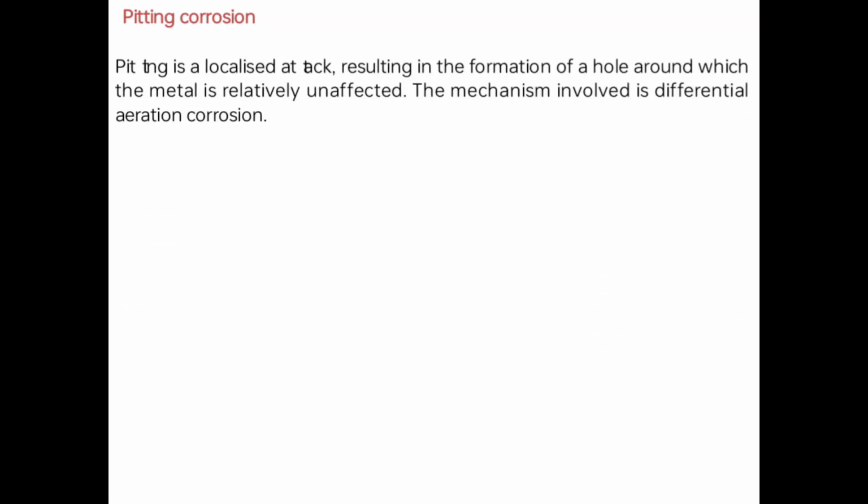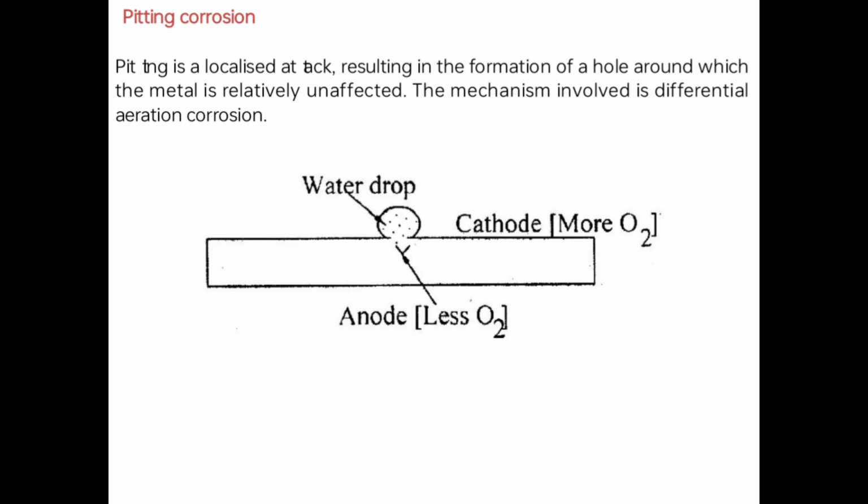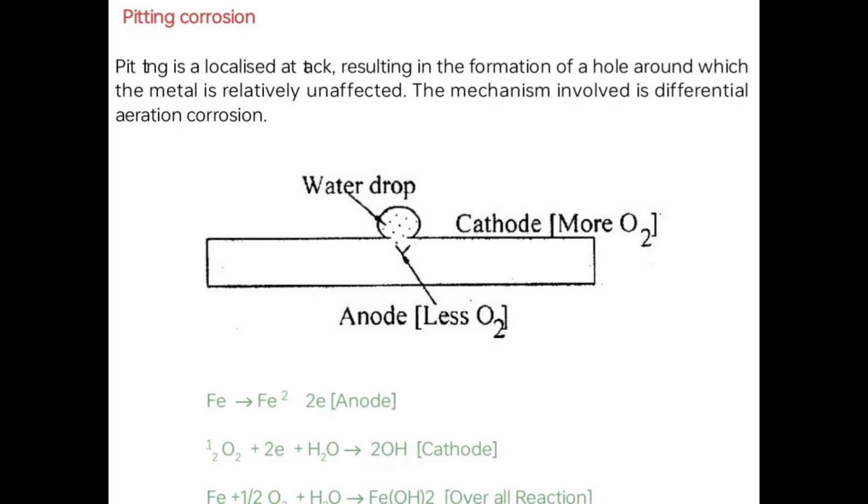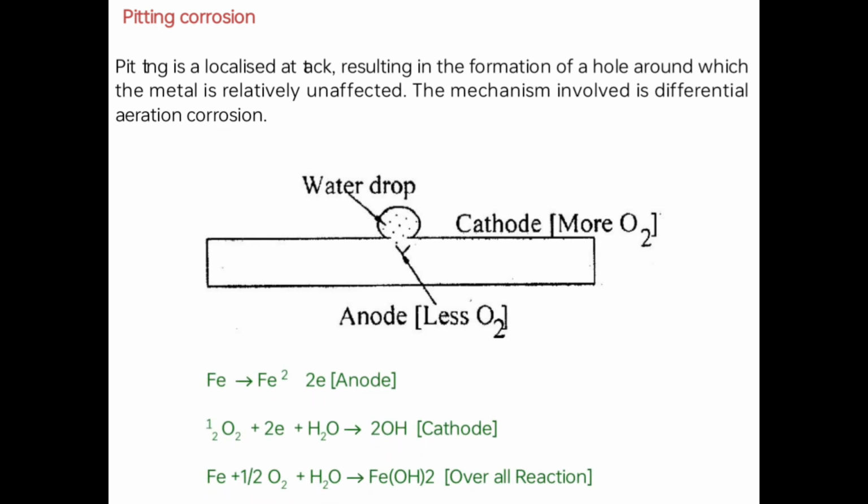Pitting corrosion. Pitting is a localized attack resulting in the formation of a hole around which the metal is relatively unaffected. The mechanism involved is differential aeration corrosion. This is the diagram of pitting corrosion. Under the water drop, the anode has less O2, the cathode has more O2. Anode reaction: Fe gives Fe2 plus 2e minus. Cathode reaction: 1/2 O2 plus 2e plus water gives 2OH minus. Overall reaction: iron reacts with oxygen and water to give ferrous hydroxide.